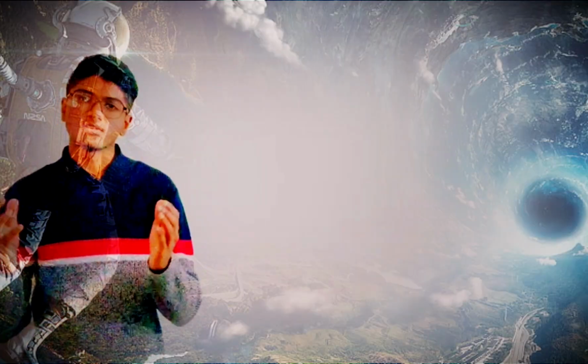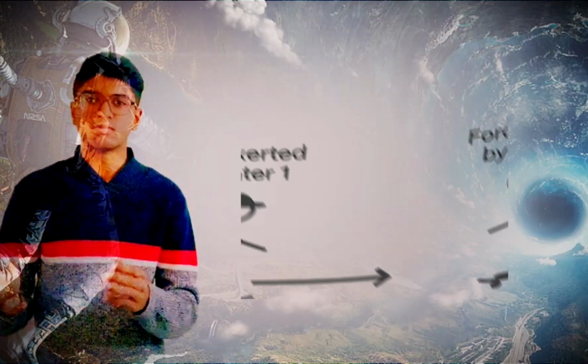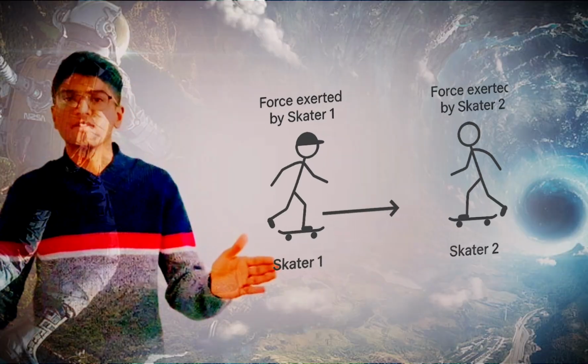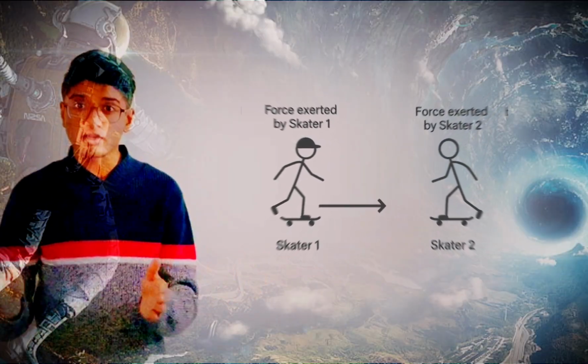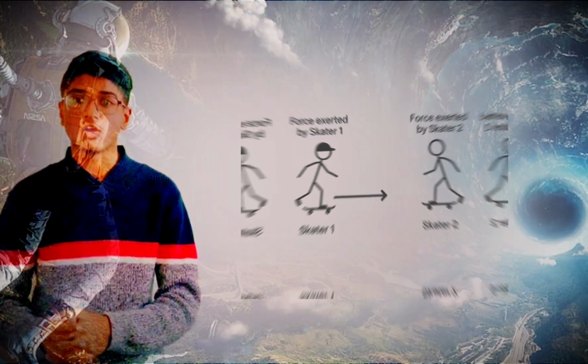When two skaters collide and push each other, both of them are going to move backwards with the same equal force. A force always generates an opposite force.